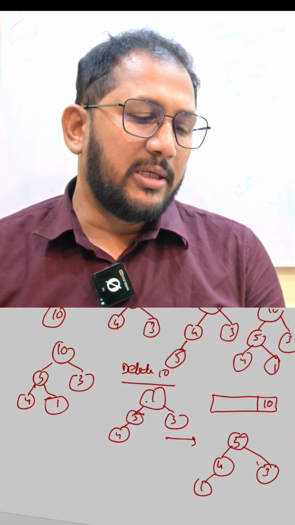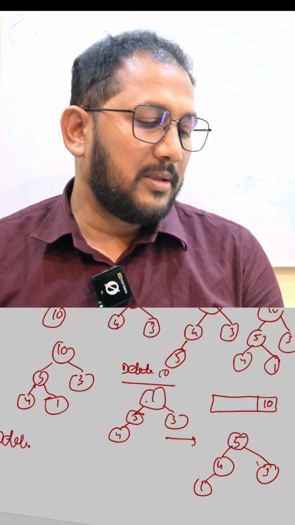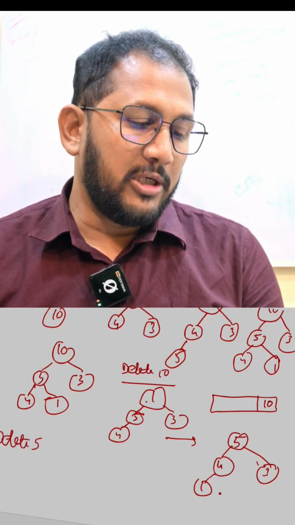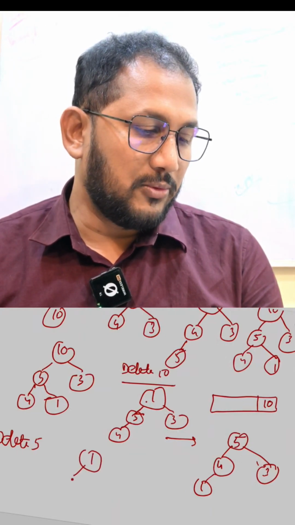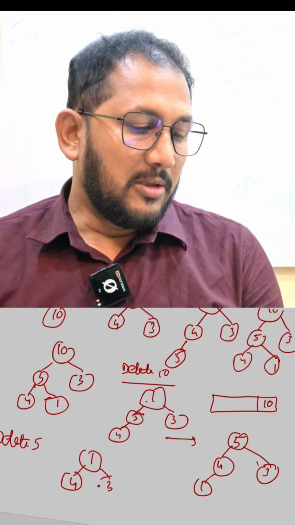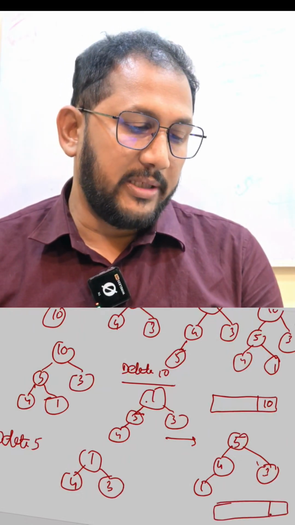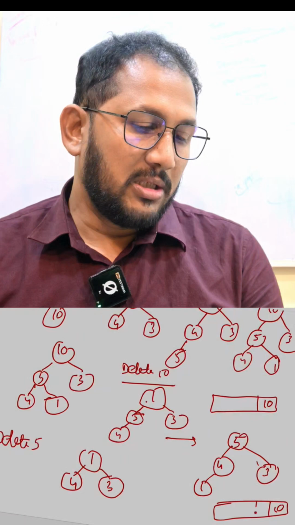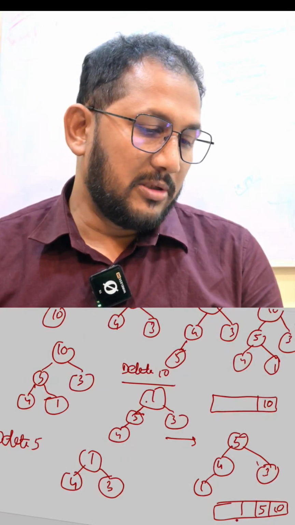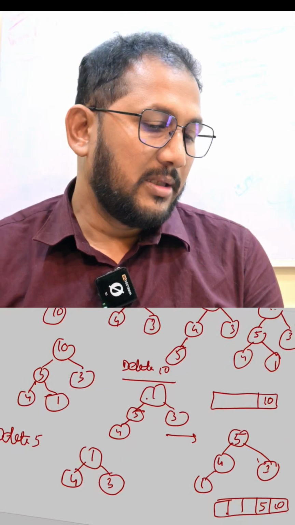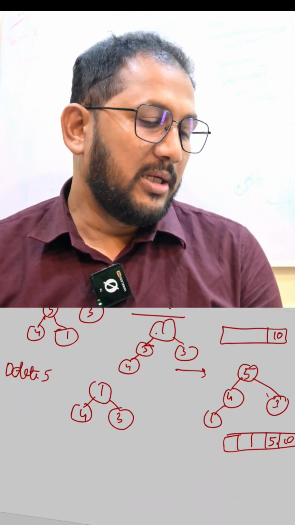Now we need to delete the next root again, that is 5. Delete 5, and the next temporary root is 1. Again, 1 will be the root. 1, 4 and 3. 5 is deleted. 5 will be placed next before the 10. This is the array. There are 5 elements in the array. Every time we delete the element, it is placed at the end of the array.